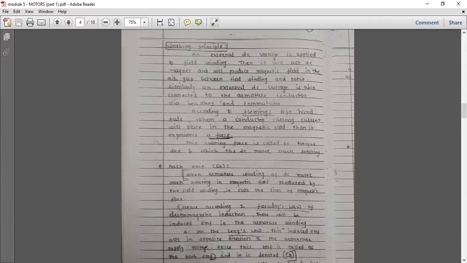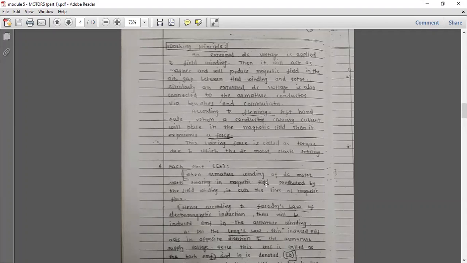Okay, so now we can see the working principle. I will just read it. An external DC voltage is applied to the field winding. This is the first step. First, you apply a voltage which is connected to the field winding. That produces your magnetic field. There is some gap between the magnetic field and the rotor. Similarly, an external voltage is also connected to the armature conductor via brushes and commutator.